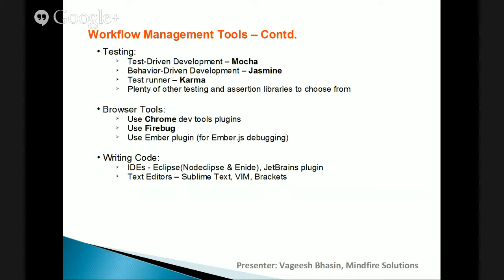Then you have Karma. These are all Node.js packages. What Karma does is that it reads your tests from both of these libraries and executes them, and shows you the results in Google Chrome or Firefox, in an HTML format. There are many other assertion libraries. It all depends on your personal preferences.